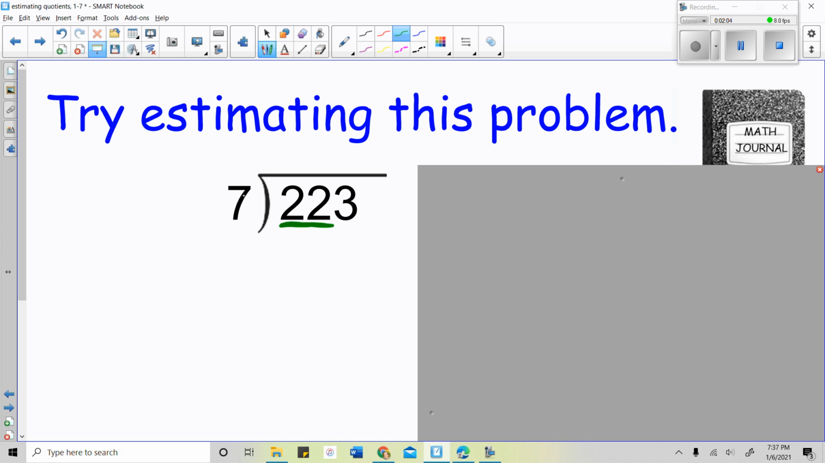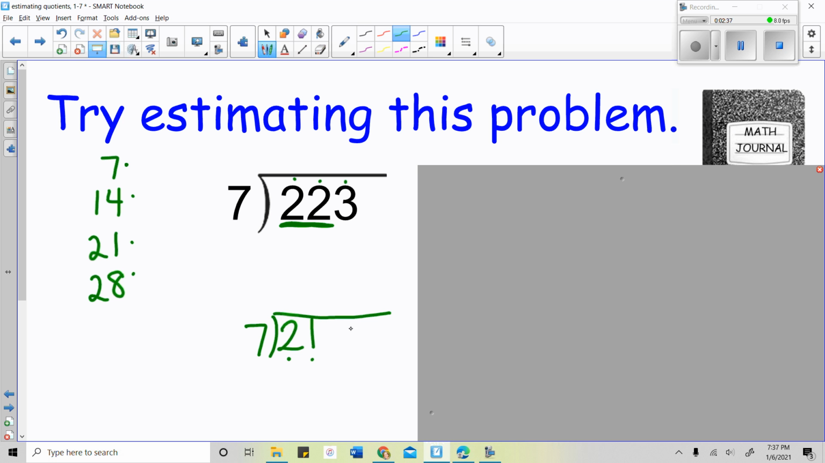Now, if I think about my 7 times tables, I've got 7, 14, 21, 28, and that's going far enough. So if I look at my 7 times tables, the closest thing I see to 22 is 21. So I'm going to change that 22 to a 21, because then I know that the 7 will go in evenly. Now, I also need to add a digit to the end, because right now my dividend is 3 digits, but this 21 only has 2 digits.